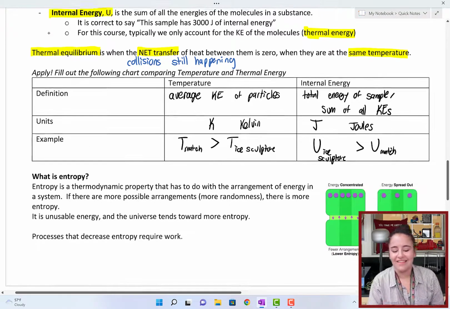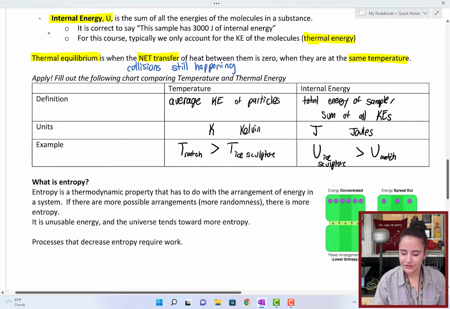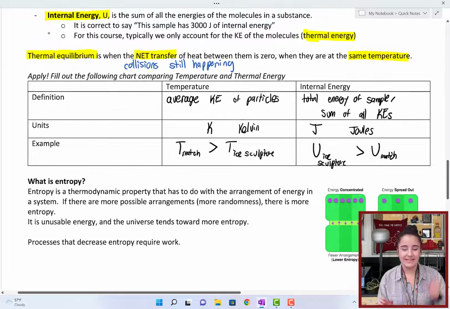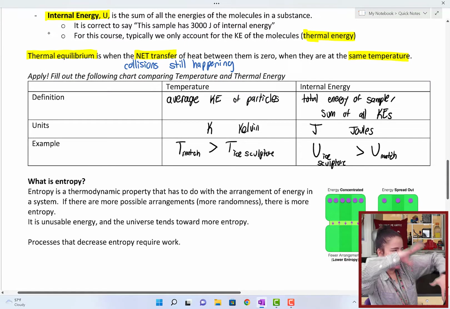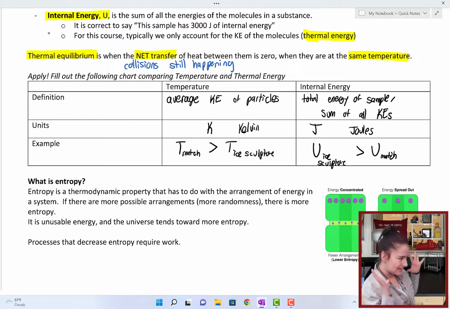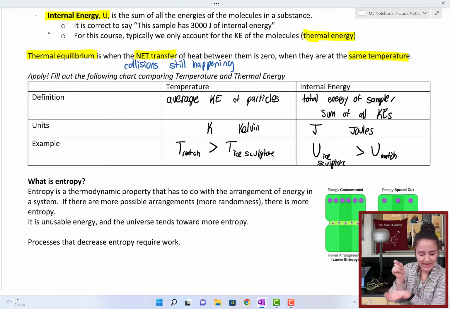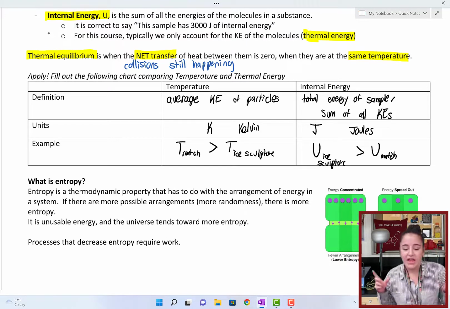So one of the classic examples used to explain this is the ice sculpture versus the match. So I want you to picture right here, I have a big giant ice sculpture. See it? Okay. And then right here, I have a tiny little match. See it? Okay. Now, can my match melt my ice sculpture? Do you think I could use the energy of this match and gently melt my whole ice sculpture?